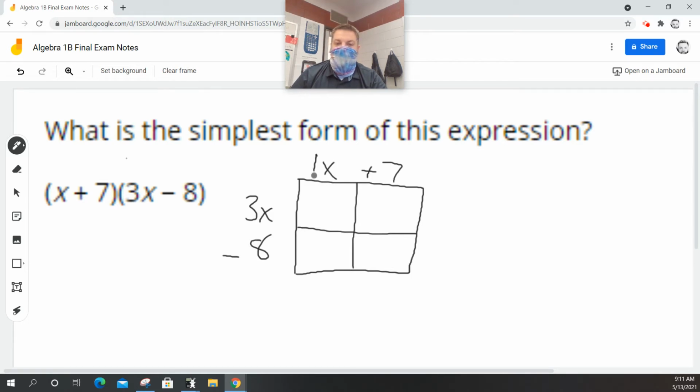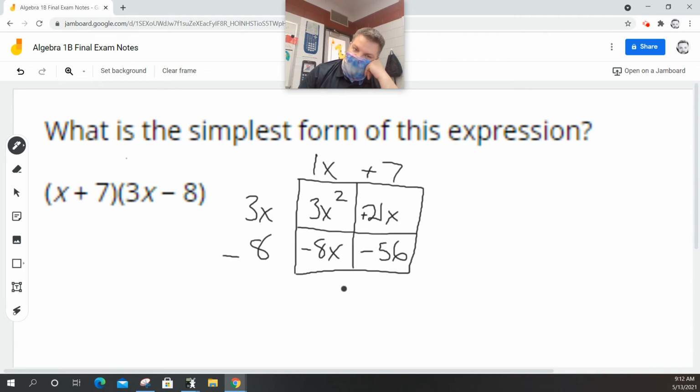3x times 1x is just 3x squared. 7 times 3 is 21. It's a positive 21. And then don't forget to tack on the x. 1x times negative 8 is just a negative 8x. And then 7 times negative 8 is negative 56. Okay.